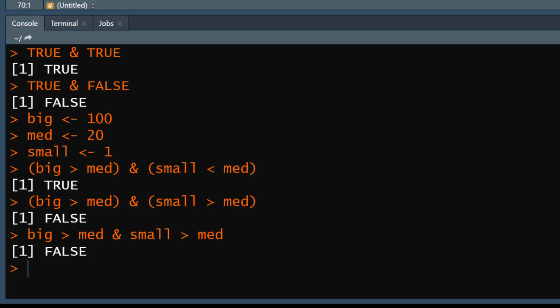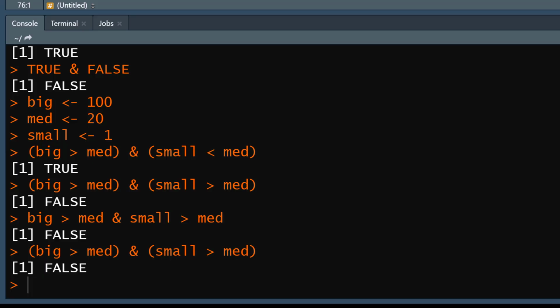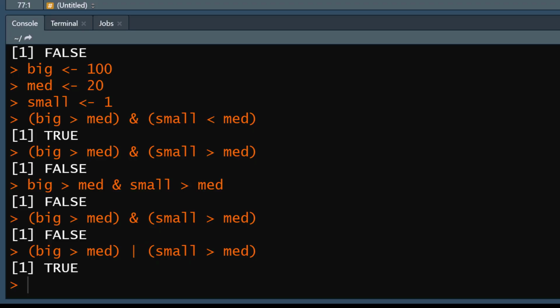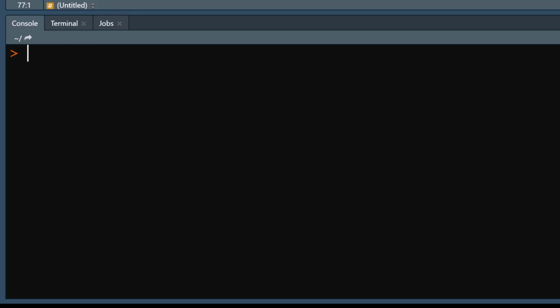There's also the OR operator. Remember, OR returns true if either the left-hand side or the right-hand side are true. Just to refresh your memory, when I used the AND operator on that last operation, we got a false where I looked at whether or not big is greater than medium and small is greater than medium. If I replace that with an OR, again, the left-hand side is true, the right-hand side is false, but the OR operator only requires one of them to be true, so I get a true. Go ahead and clear my output window here.